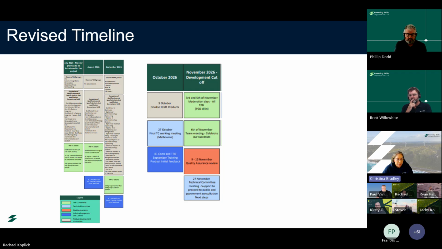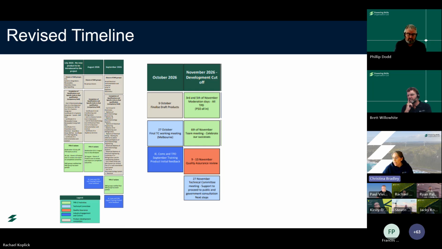Moving forward, you'll see end of July, end of August, and end of September, 3 lots of batches coming out for you to review. Then in October, what you'll see is that we will be finalising those drafts, and in November we will then be going through and doing a final quality assurance review on this prior to putting it out for official government and public consultation.